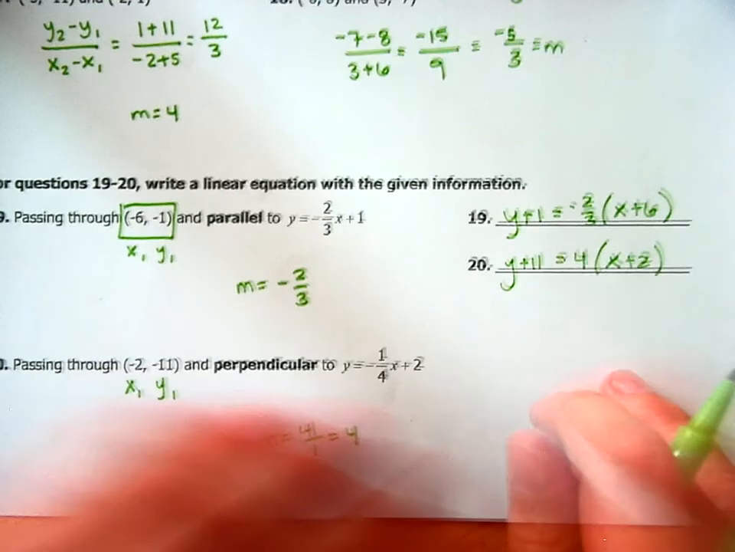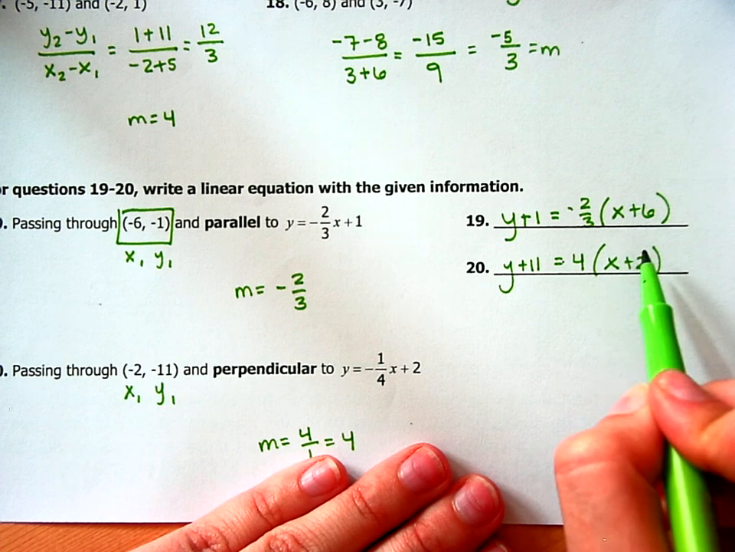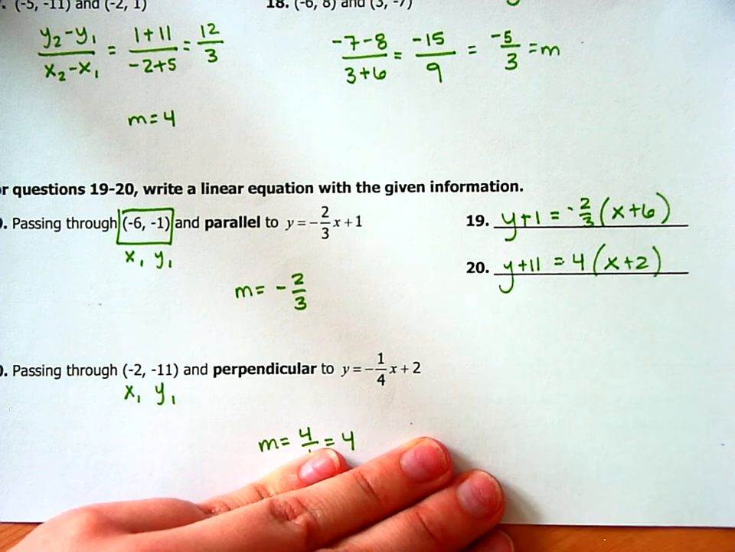You can obviously distribute this 4 and get this into slope-intercept form using a little algebra, but we're just going to leave it like this. This is just fine.